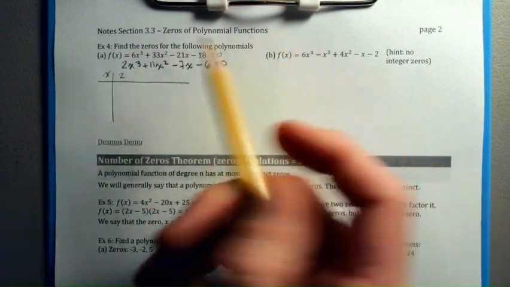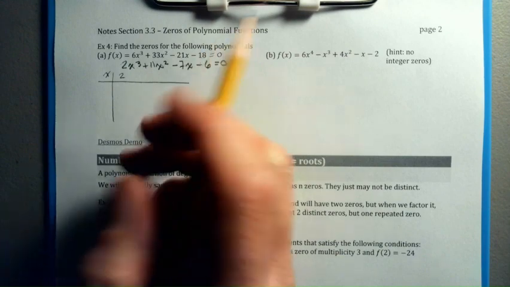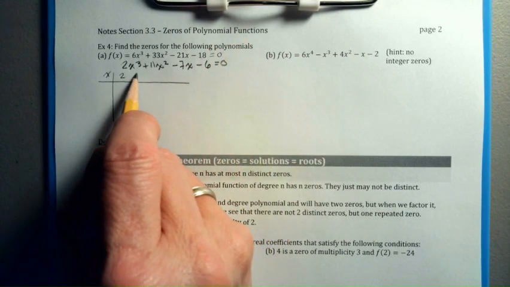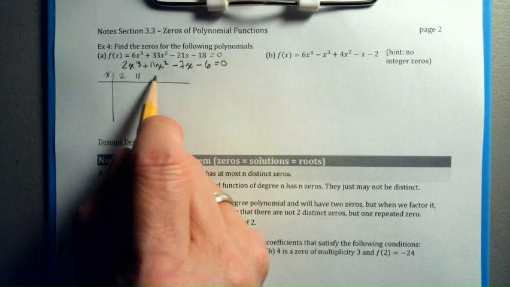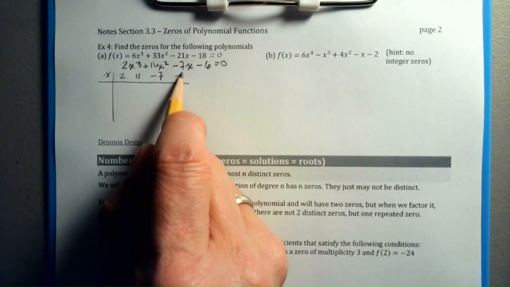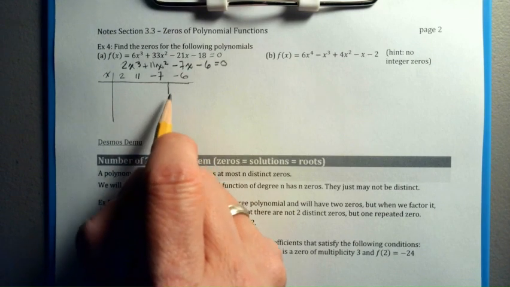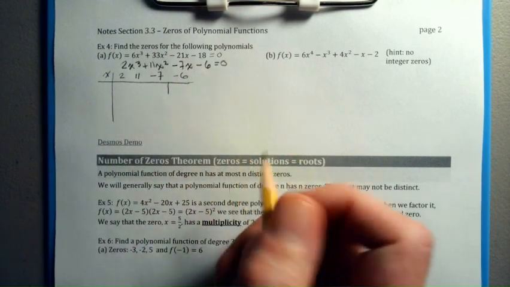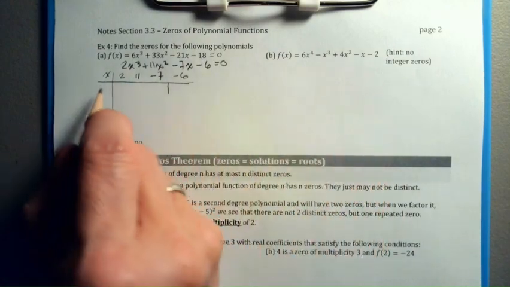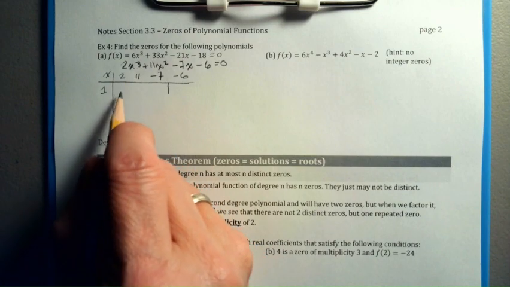And let's double check. Degree 3 means we should have 4 terms, 1, 2, 3, 4, so we don't have any missing terms. All right, next is an 11, -7, and -6. And then remember we put the remainder line between those last two numbers. All right, let's try 1.